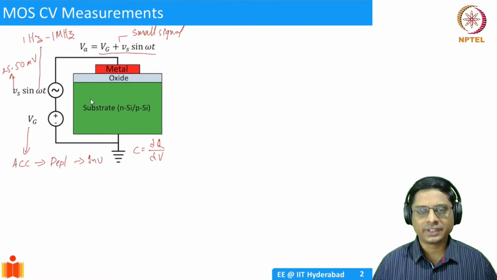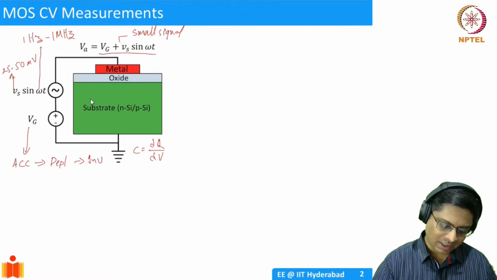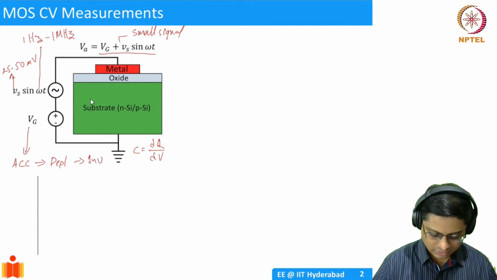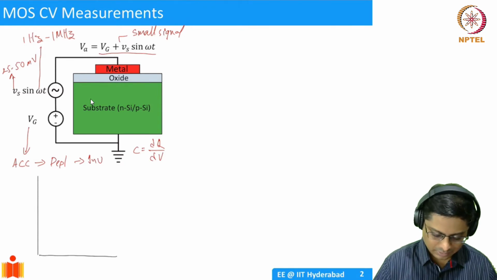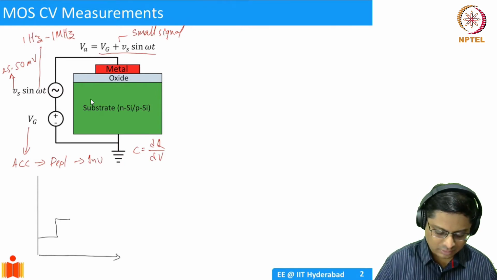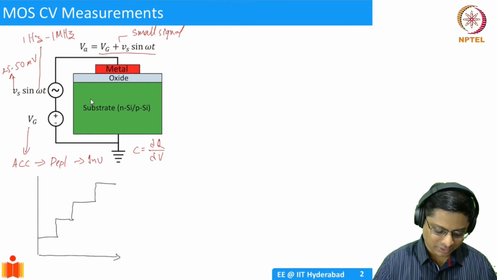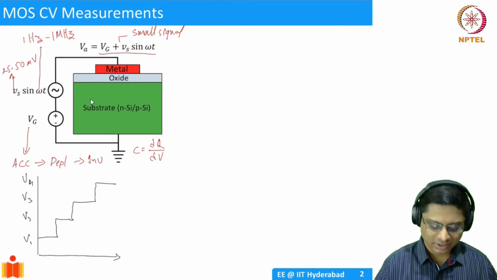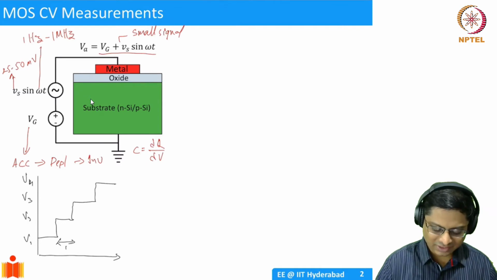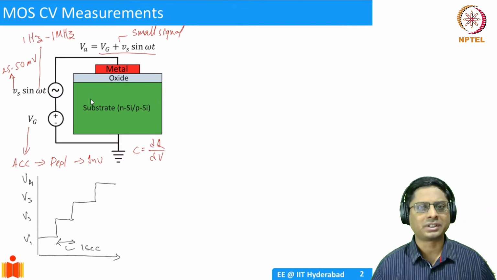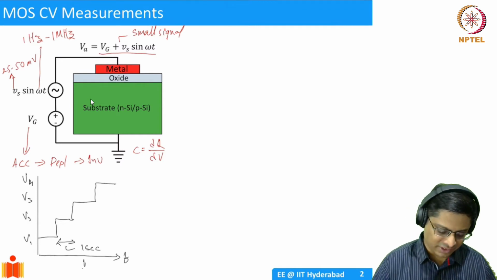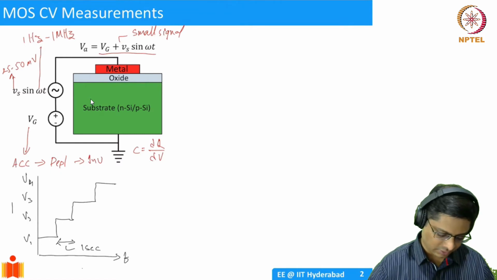In practice, the way to do this would be to apply a voltage with respect to time. I'll apply a step voltage, so basically I have my V1, V2, V3 and V4. So I'm stepping my DC voltage. This time duration could be like 1 second, which is a lot of time. It could be a millisecond as well. So as a function of time, I'm changing my DC voltage. This is my VG, and VG is changing in this direction.